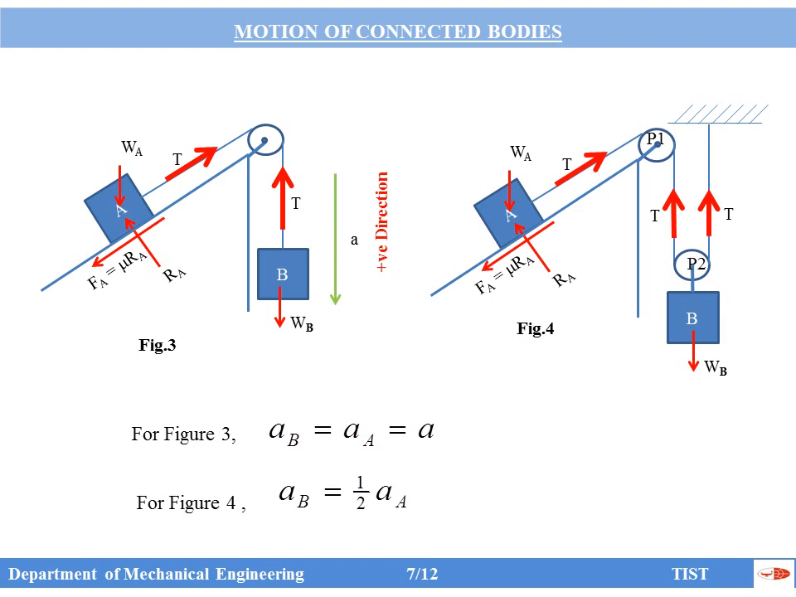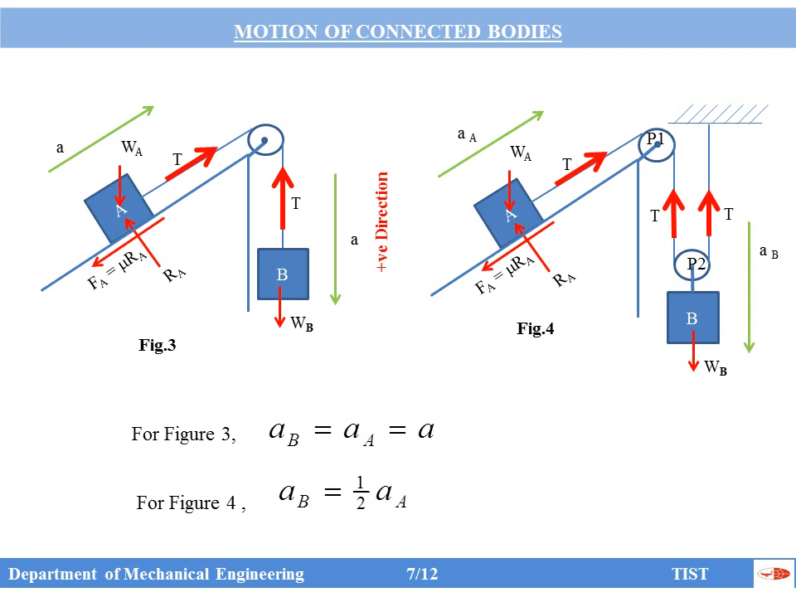Now in which direction does body B move in figure 3? In the downward direction. It will try to move in the downward direction, and WA moves in the direction as shown in the figure. Similarly in figure 4, block B will try to move in the downward direction, so that is the positive direction, and block A is moving in the direction as shown in the figure.